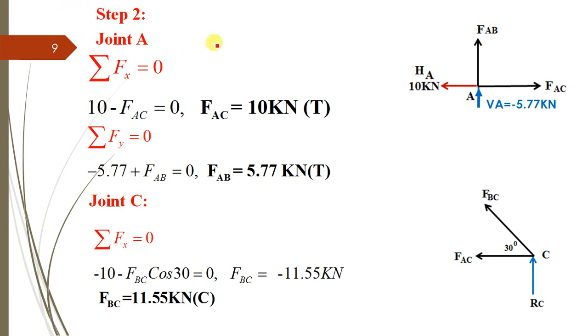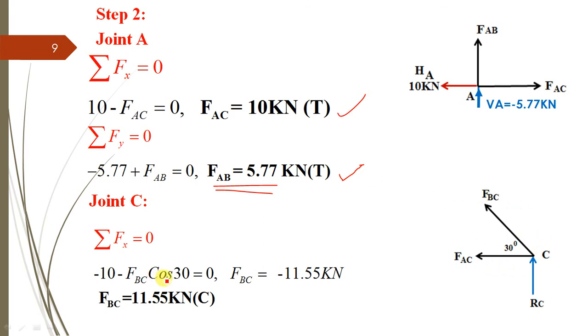So here apply the condition of equilibrium, summation of f of x is equal to 0. So f of AC minus 10 is equal to 0, so f of AC is equal to 10. The answer is positive, so the assumed direction is correct. So it is tension. Now summation of f of y: plus VA plus f of AB is equal to 0, but VA is minus 5.77, so minus 5.77 plus f of AB is equal to 0. So f of AB is equal to plus 5.77 kilonewton. Your answer is positive, so the assumed direction is correct. So it is 5.77 kilonewton tension. Now consider the joint C.